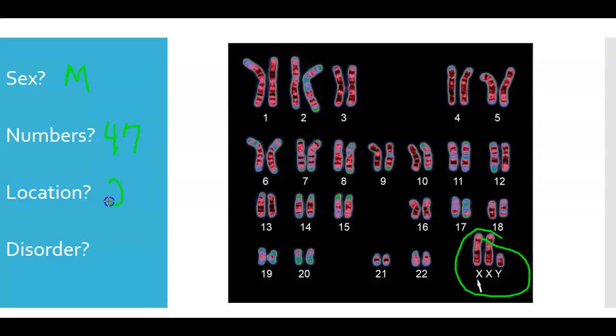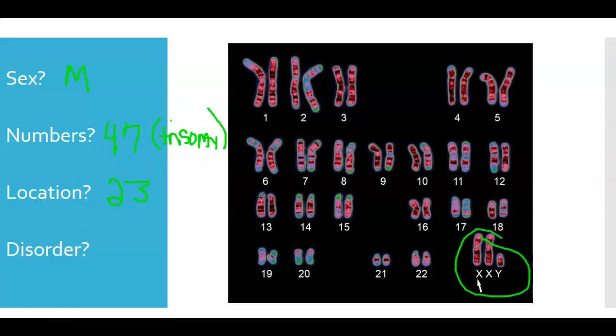The location is on the 23rd chromosome. Okay, and so this would actually be called a trisomy. Tri meaning that there are 3 chromosomes. And then you would look up what this disorder is. So you could go on the internet and look up XXY disorder.